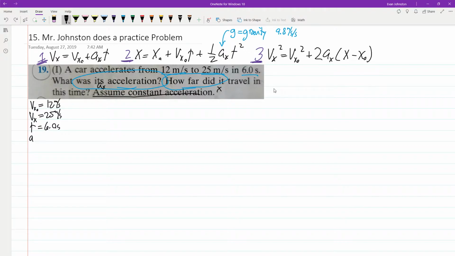So it's asking first, what is the acceleration? And then it's saying, how far did it travel? So let's just go for it in that order, okay? That's how we'll approach it. So we want to find the acceleration in the x direction. And we want to figure out which of these equations we should use. Really, this is the name of the game.